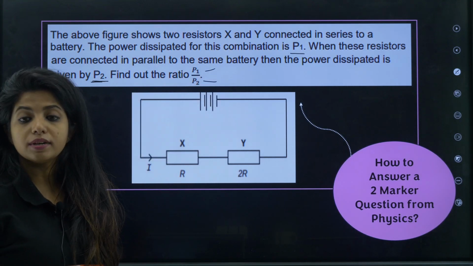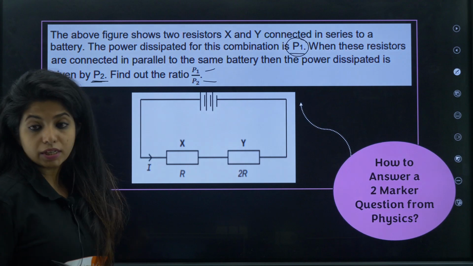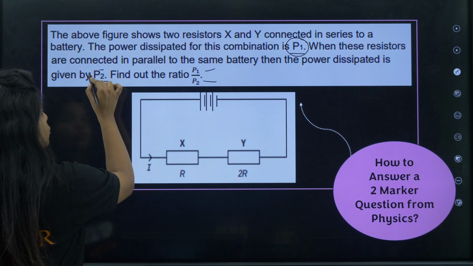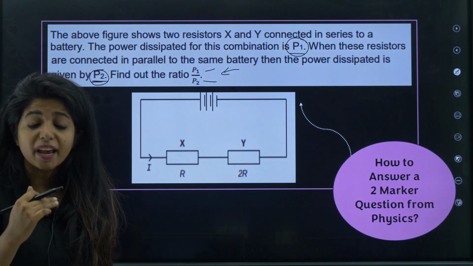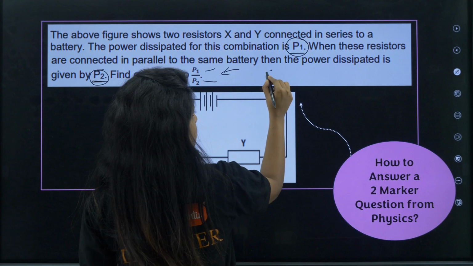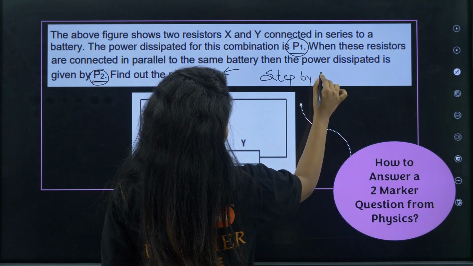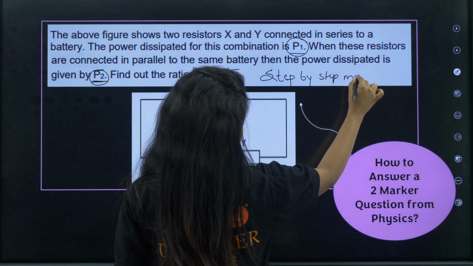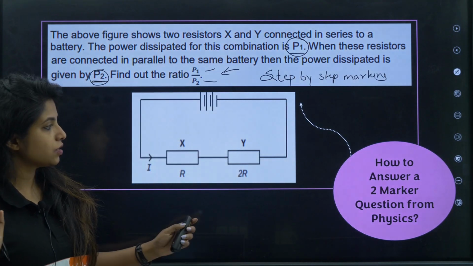So what you need to do is, first you have to find P1. For that, whatever equations are needed, you need to do that. P2 also you have to find out. Then you have to talk about the ratio. So here step by step marking becomes very important when you are going to solve the formula. If you see the answer, you'll get to know.